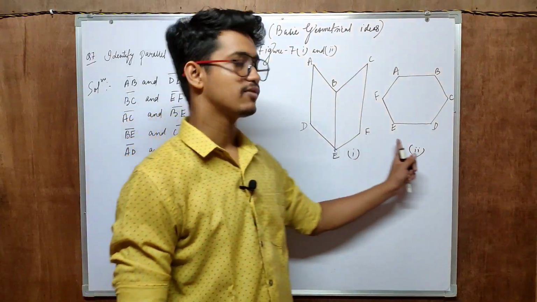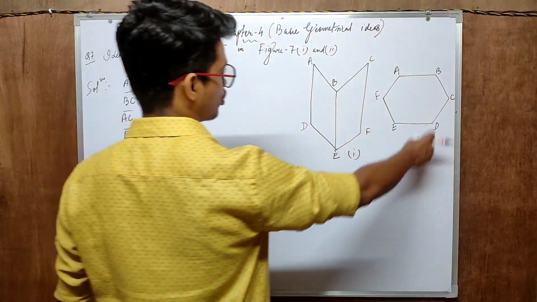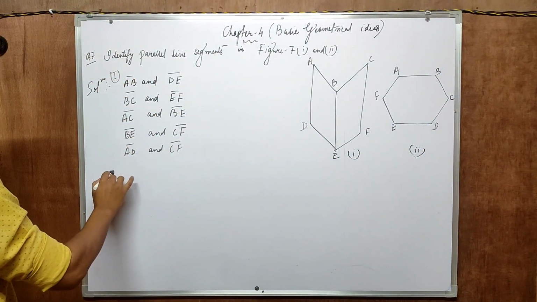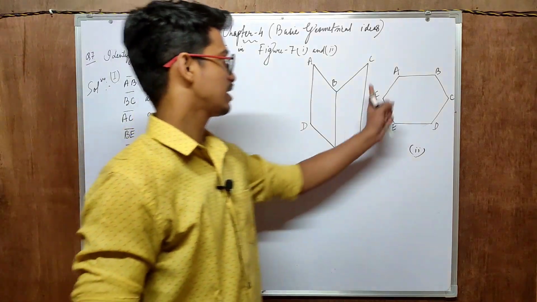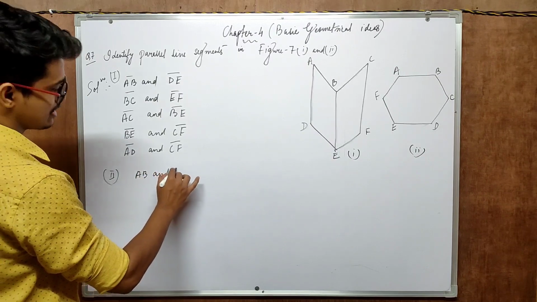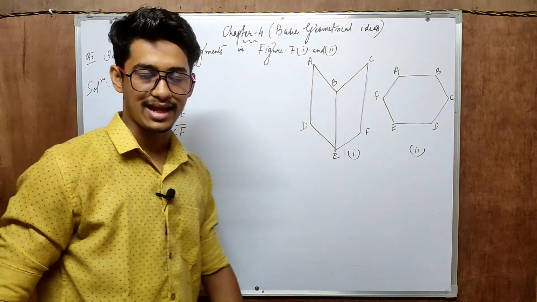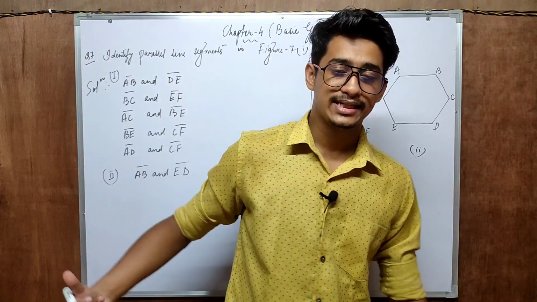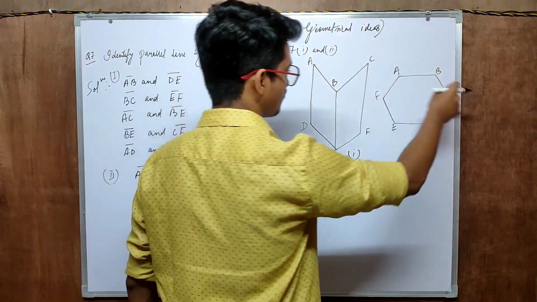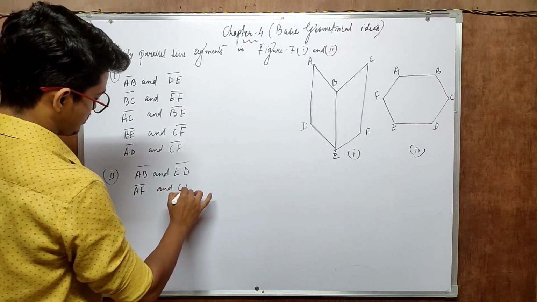So if you observe the second figure, here AB and ED both are parallel lines, AB and ED. So this is the answer of question number 1, and let's continue with question number 2. Make sure you put this mark, because it signifies whether it is a line, a line segment or a ray. After that, AF and CD.